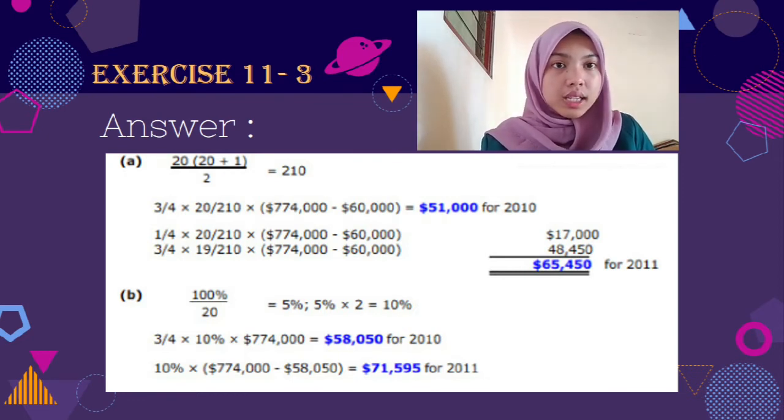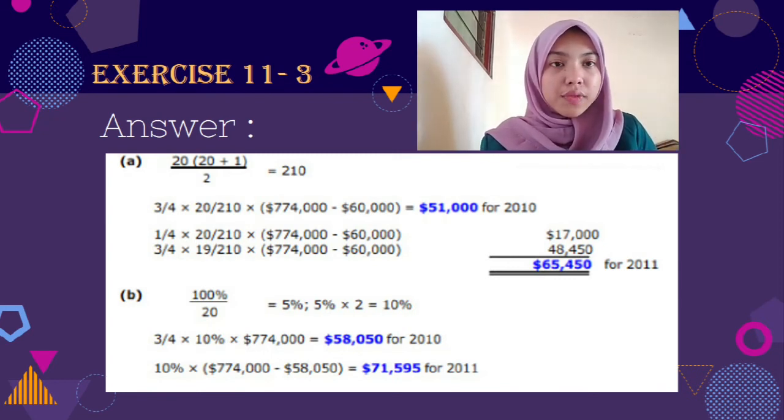$774,000 minus $60,000 is $17,000. Then 3 divided by 4 multiplied by 19 divided by 210 multiplied by $774,000 minus $60,000 is $48,450. Then $17,000 plus $48,450 is $65,450 for 2016.